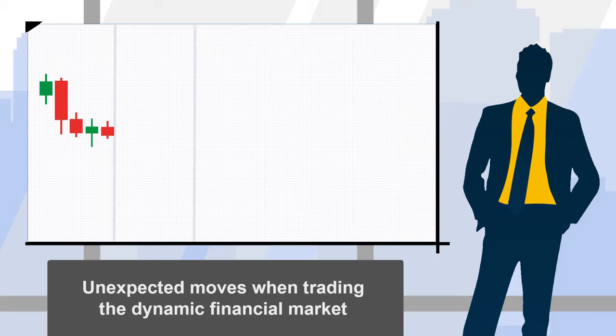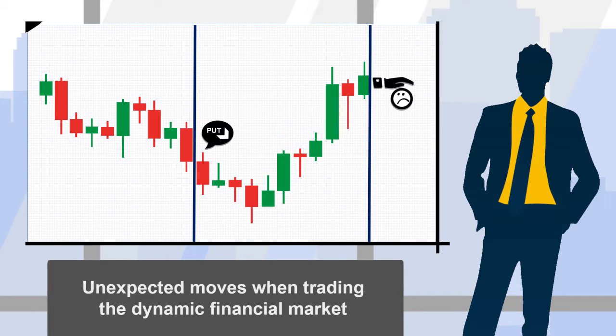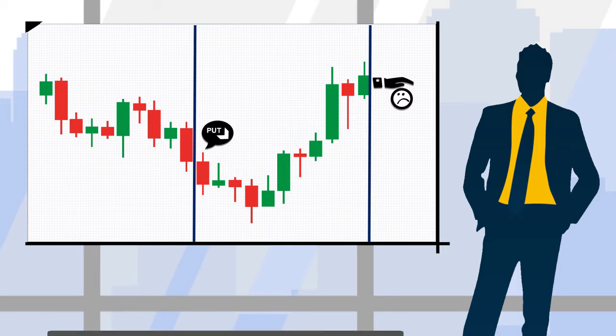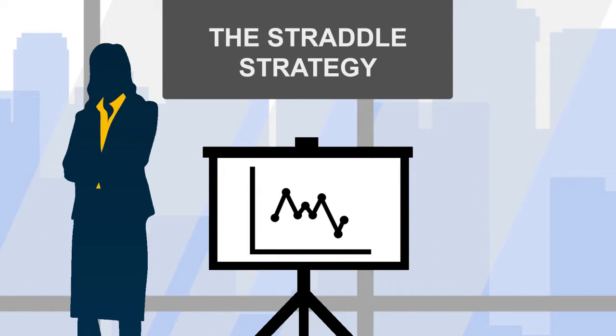Trading the dynamic financial market is never a boring affair. Just when you think you've figured everything out, it suddenly pulls an unexpected move on you. So how do traders cope with situations like that? One way is by using the straddle strategy. This strategy requires you to cover both sides of the trade.